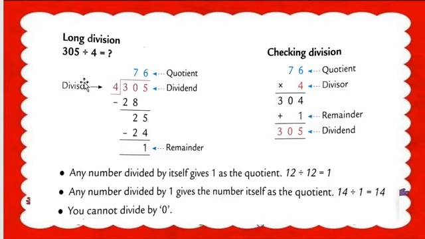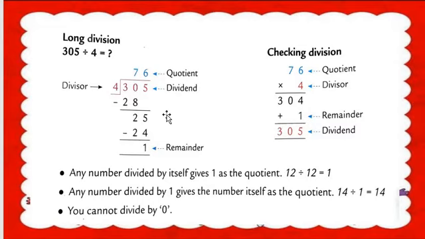Okay, and the number outside the box is called the divisor, the number inside the box is called the dividend, and then we get the remainder, meaning the last answer is called the remainder. Understood? Okay, so now we do long division.